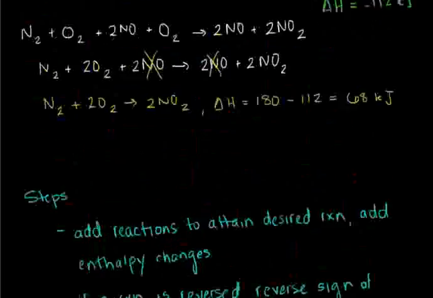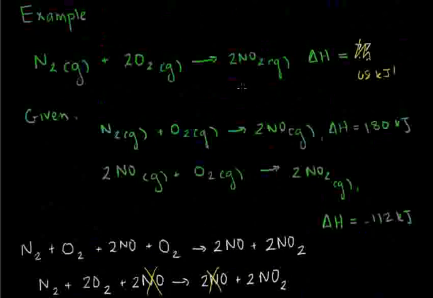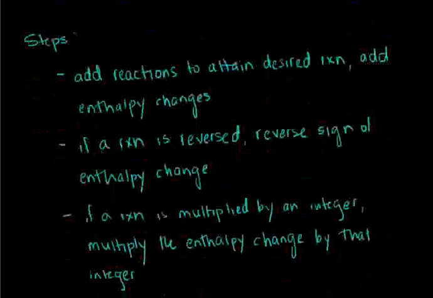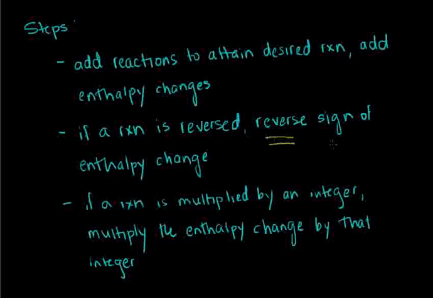So maybe in our net reaction, we have a product, but in one of our steps that shows up as a reactant, we can just flip the reaction and then add it in that way to get the correct reaction which we want. If we do that, we have to reverse the sign of the enthalpy change. So if it's going in one direction and it's positive, and we flip it, the enthalpy change now becomes negative.